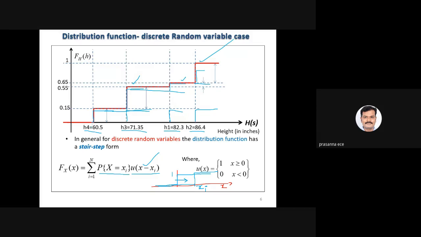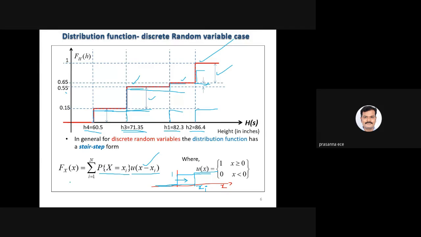Say h4 has a probability of 0.15, and h3 has a probability of, I think, 0.3. So 0.15 plus 0.3 is 0.55. This height represents the probability of this particular h, small h. Again, the height from this level represents the probability of h2. Similarly, this height represents the probability of h1, and this height represents the probability of h2.